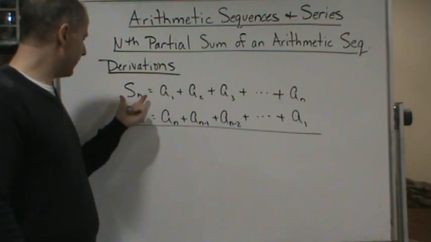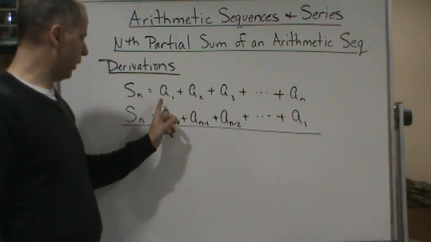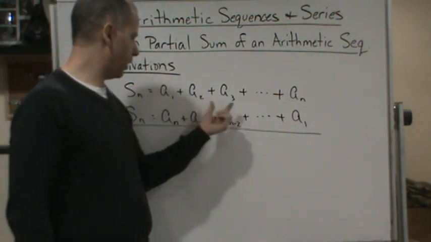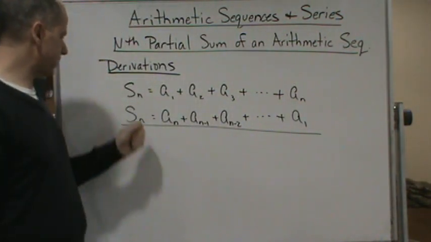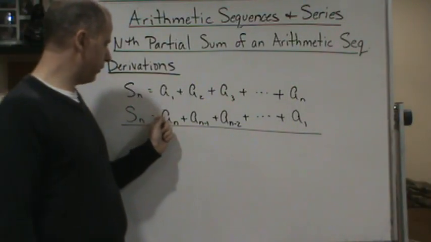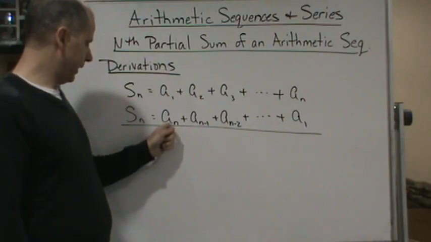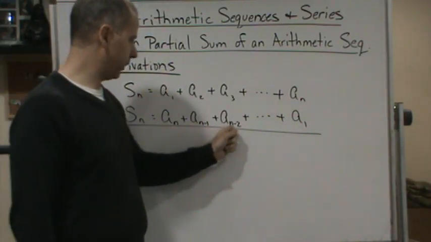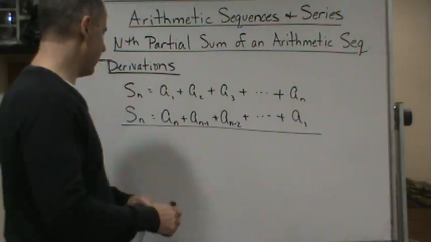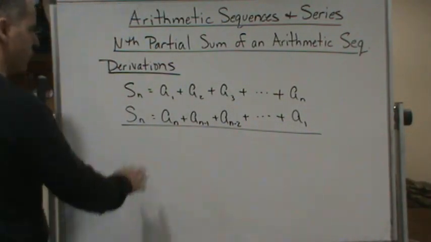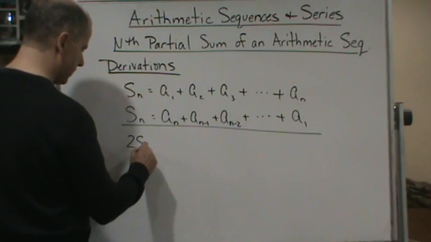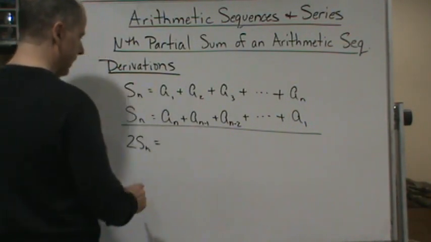Because what we could do is take a partial sum, and we can order the terms from the first term to the last term, and that's going to add up to S of n. But we can also order them the other way, starting with the last term and working our way to the first term. Okay? And so if we just add these two equations down, we get 2 times S of n is then equal to what?